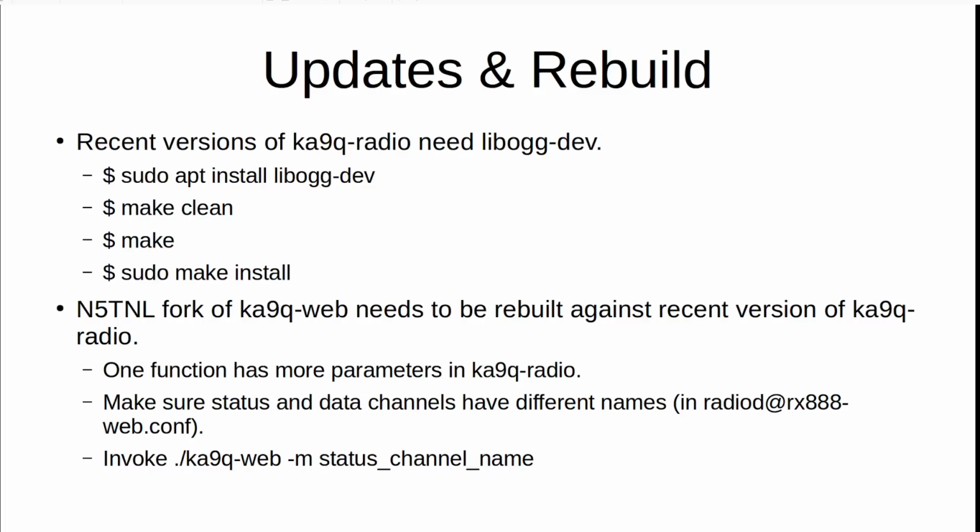In the file radiod@rx888-web.conf, there's a definition for the status channel and one for the data channel. They need to have different names. I've chosen to use status equal to webctrl.local, and the data channel to be data equals web.local. Then we invoke, in this case, KA9Q-web -m, and the status channel name would be webctrl.local.